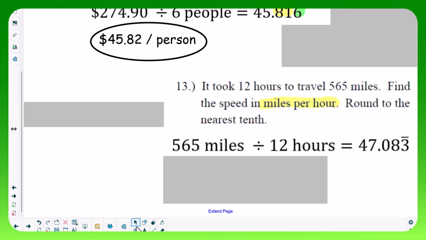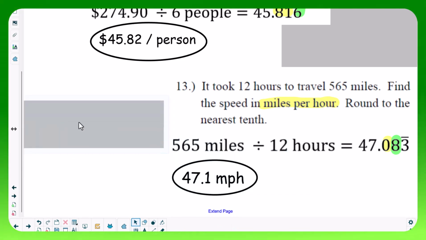So if we're rounding to the nearest tenth here, we currently have a 0 in the tenths place. Right next door, we have an 8. So that 0 is going to round up 1. We can write this as 47.1 miles per hour, or mph.